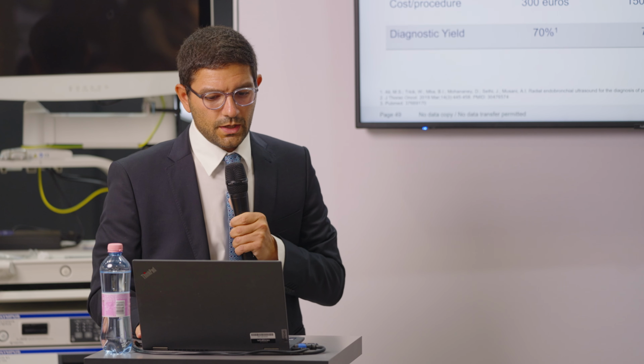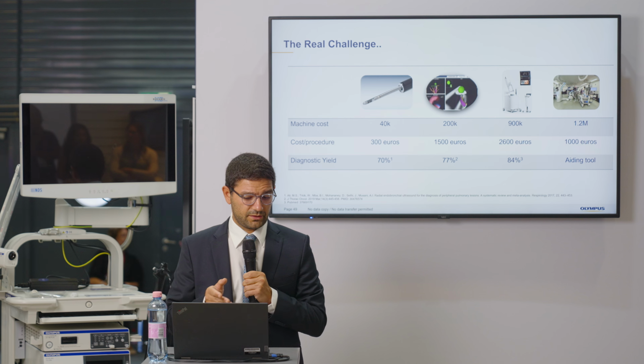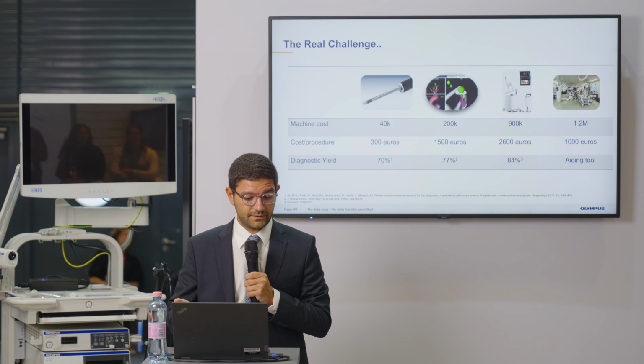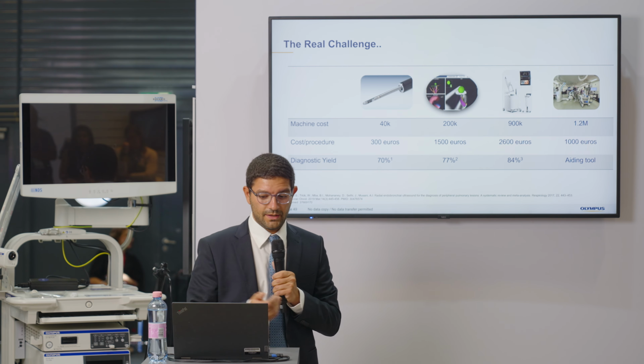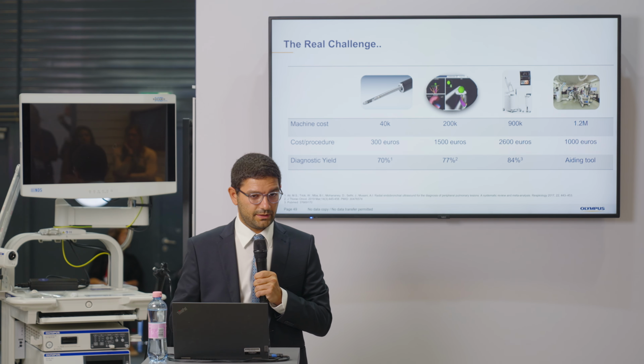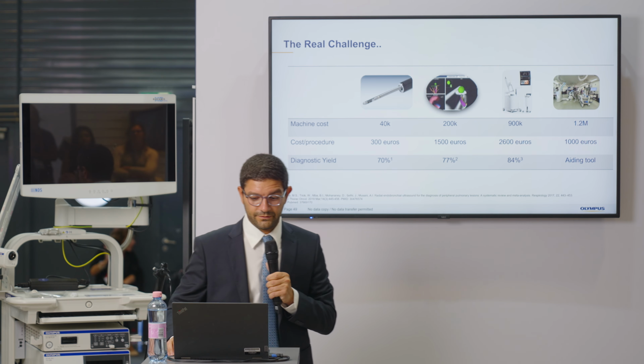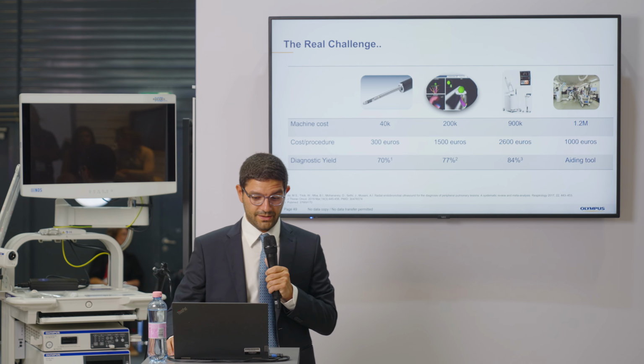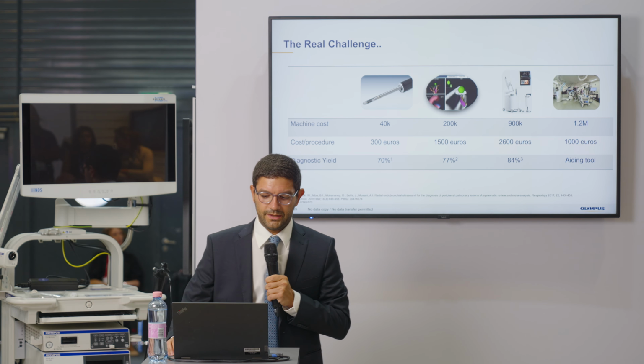So this is a summary of the endoscopic procedures with their costs. The radial probe EBUS costs a little bit more than 40K, the diagnostic yield is about 70%, with a complication rate of about 3%. The electronavigation, which is much more expensive, about 120K, has a diagnostic yield of 77%. The robotic bronchoscopy, around 1 million, has a diagnostic yield of 84%. And finally, the hybrid room, which is 1.2 million, is an aiding tool for performing lung biopsies.